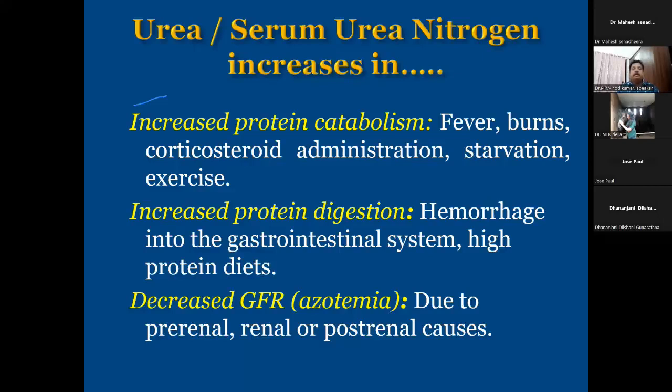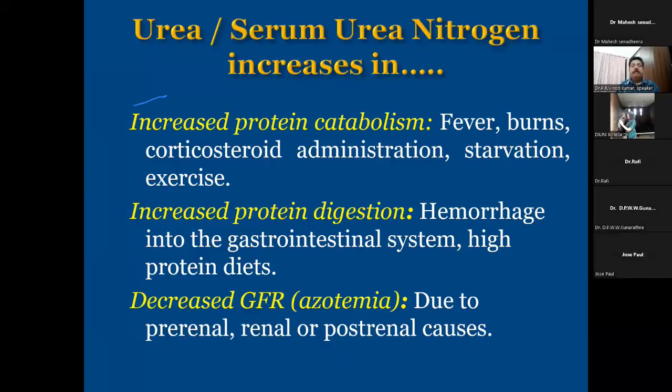Urea or urine nitrogen increases when there is eating more food, and when there is increased protein catabolism, such as in fever, burns, corticosteroid administration, starvation, exercise, etc. It also increases when there is increased protein ingestion or protein digestion, like in the case of hemorrhage into the gastrointestinal system. Hemorrhage contains a lot of protein, that is globin, which will be absorbed, as do high protein diets, etc.